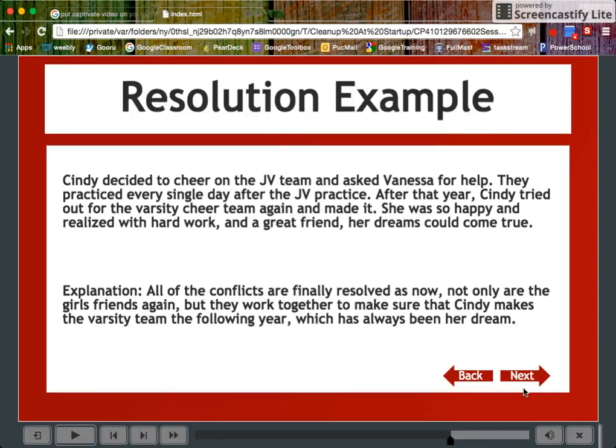Explanation. All of the conflicts are finally resolved, as now, not only are the girls friends again, but they work together to make sure that Cindy makes the varsity team the following year, which has always been her dream.